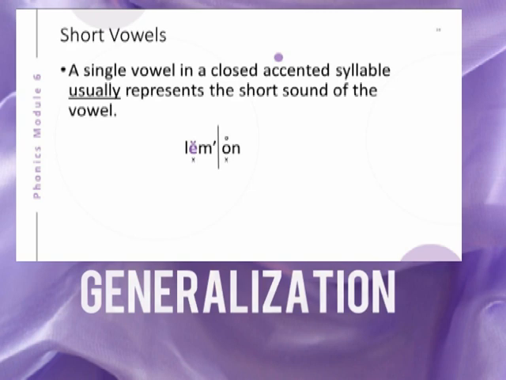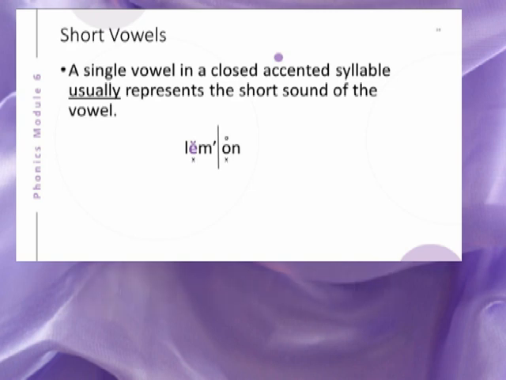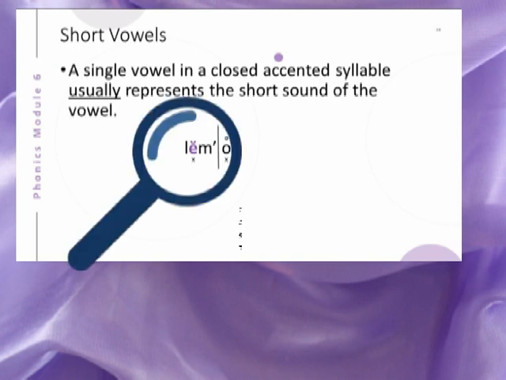There is a generalization about closed accented syllables. It states, a single vowel in a closed accented syllable usually represents the short sound of the vowel. Let's look at the two-syllable word lemon. The first syllable is the accented syllable, and the vowel takes the short vowel sound.